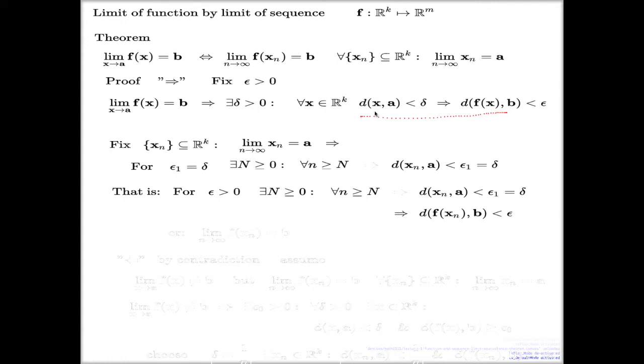Right? If you take xn, which is close to a by the distance delta, then f of xn will be close to b, by the distance epsilon.